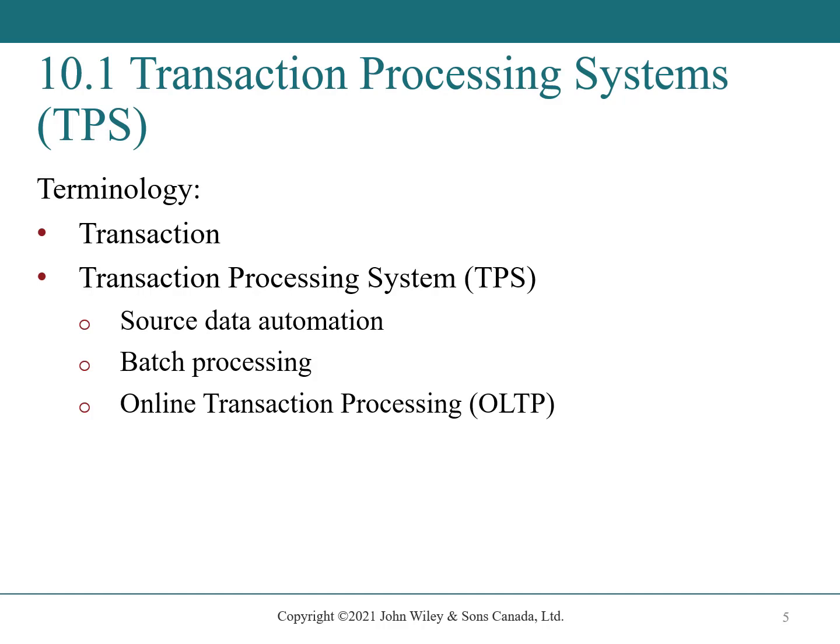Within a TPS, source data automation is the attempt to automate the TPS data entry as much as possible. And that's because of the large volume that is involved. We discussed that in Technology Guide 1. Batch processing is the idea of a firm collecting a whole bunch of data from all the transactions as they occur, placing them in groups or batches, and then processing them periodically, say overnight.